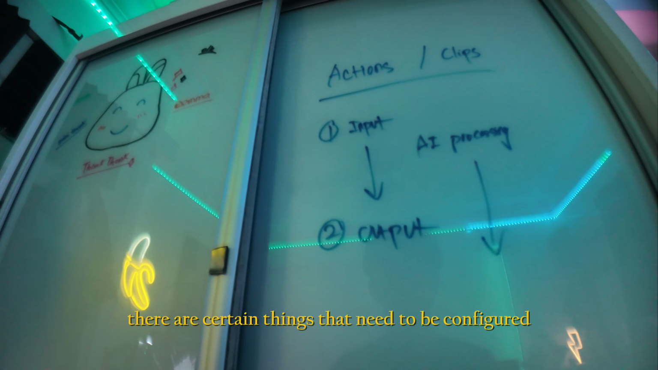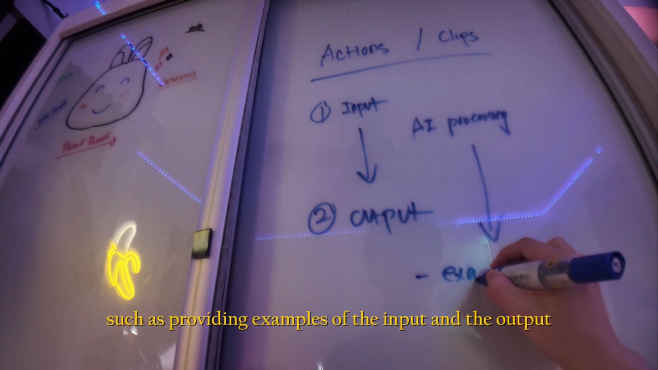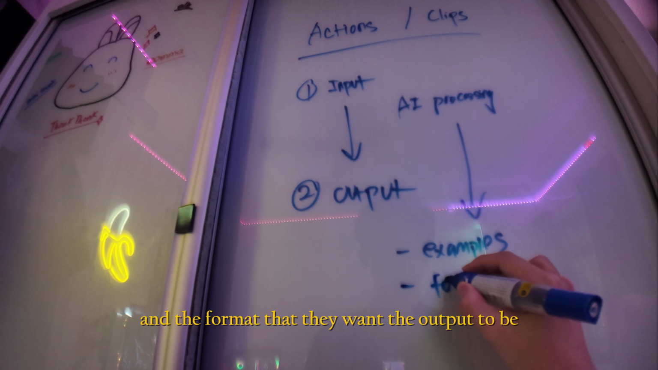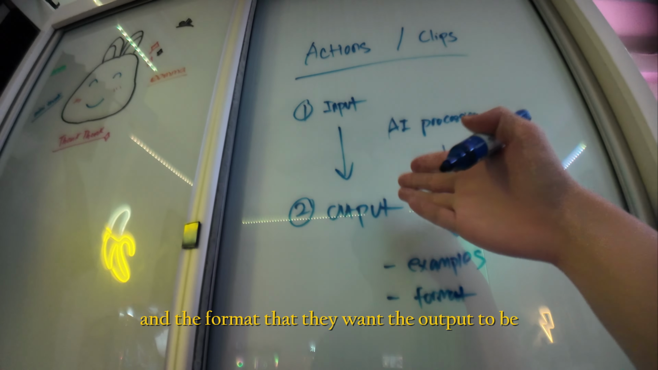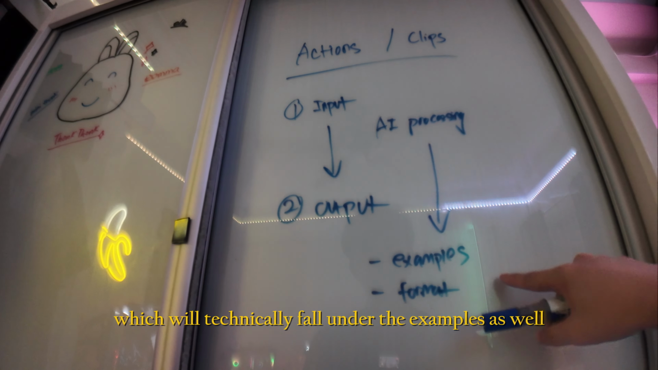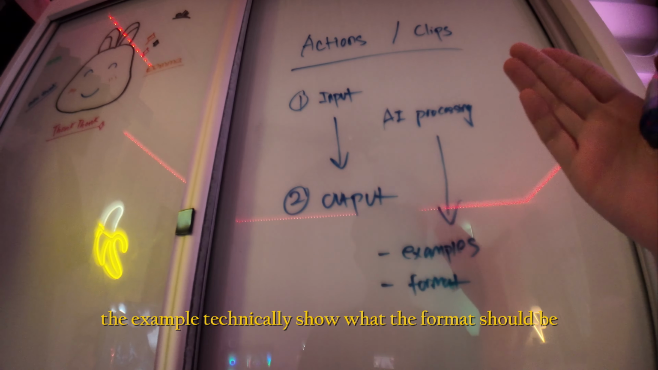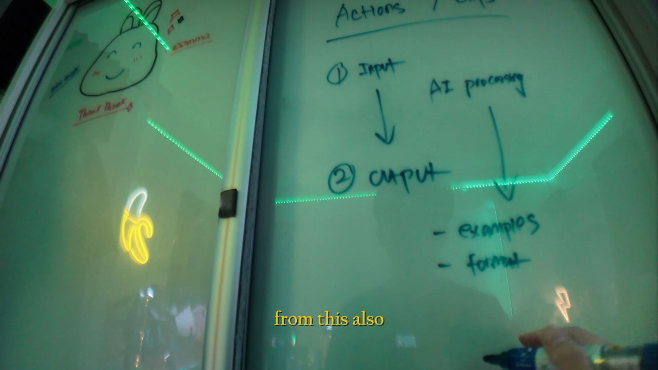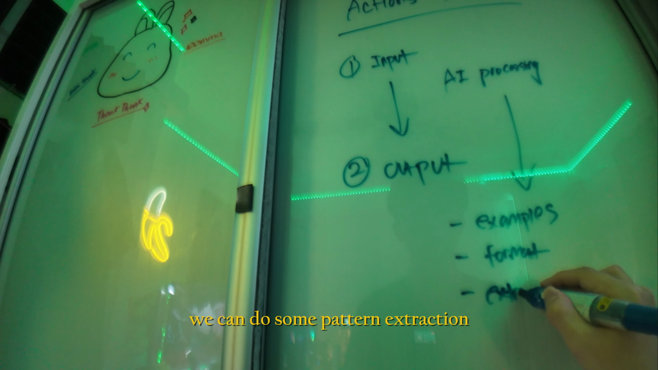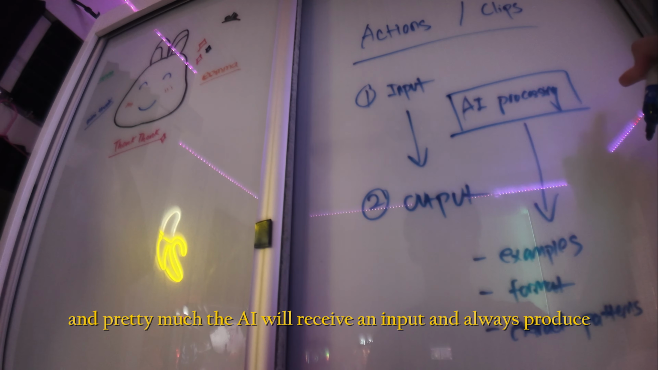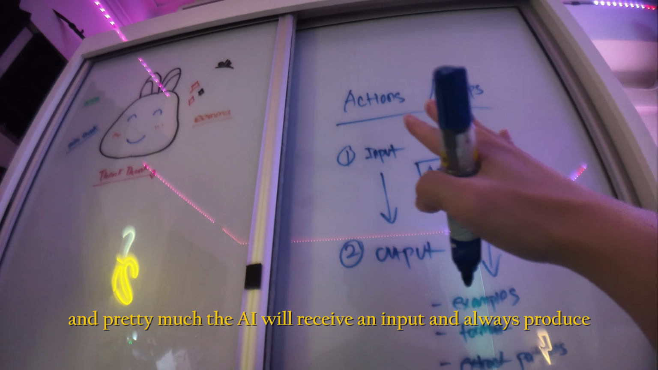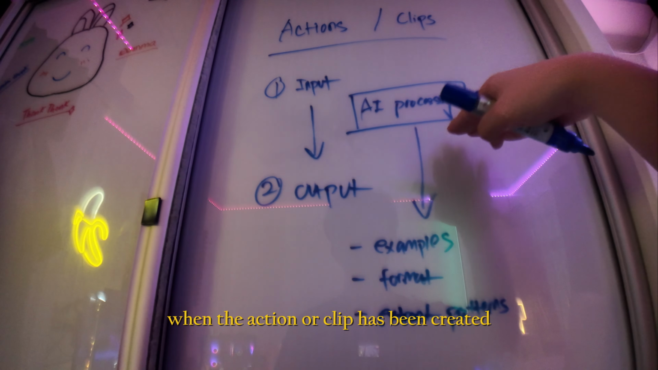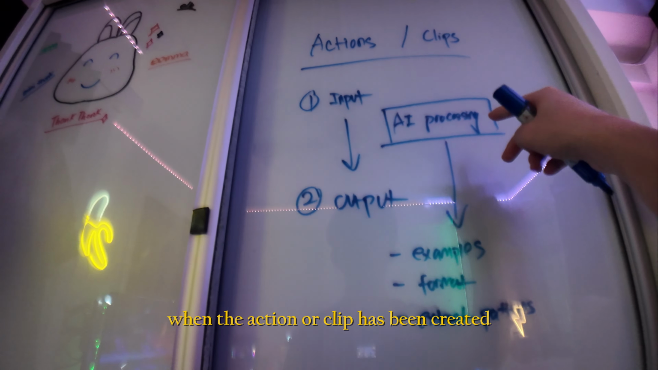There are certain things that need to be configured, such as providing examples of the input and the output and the format that they want the output to be, which will technically fall under the examples as well. The example will technically show what the format should be for the output already. From this also, we can do some pattern extraction, and pretty much the AI will receive an input and always produce an output based on the behavior that it has been pre-configured with when the action or /clip has been created.